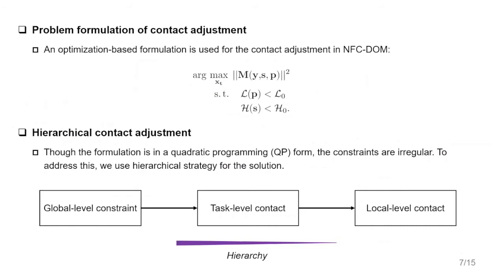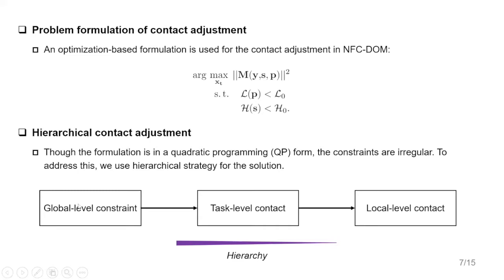Then we formulate the contact adjustment problem during the manipulation task in an optimization form, which tries to maximize the index we propose while respecting the local level contact constraint and the extra constraint that could be described by the feedback points. The reformulation is in a quadratic programming form. The constraints are not irregular.